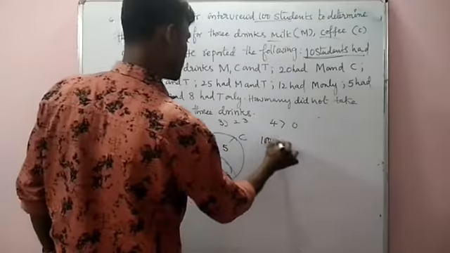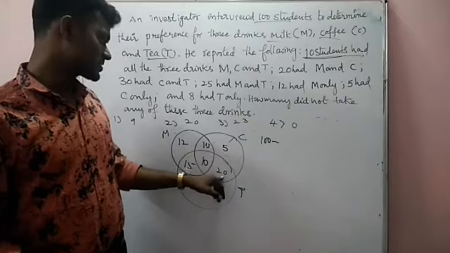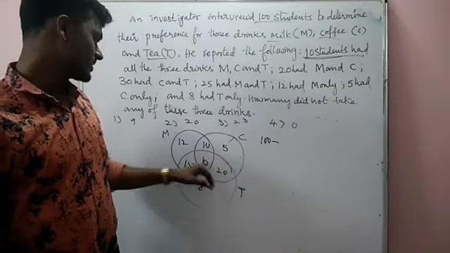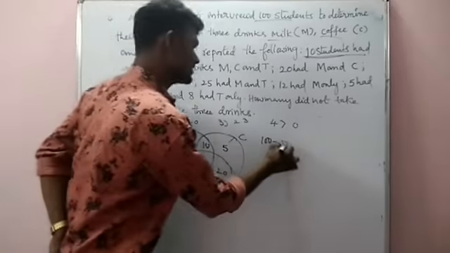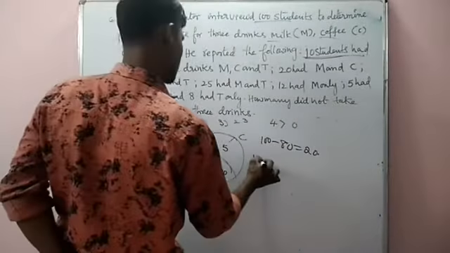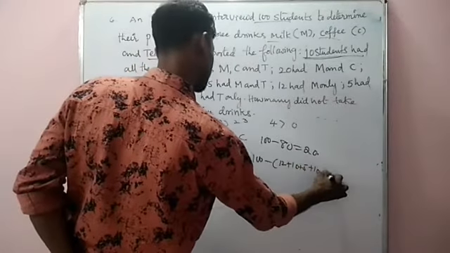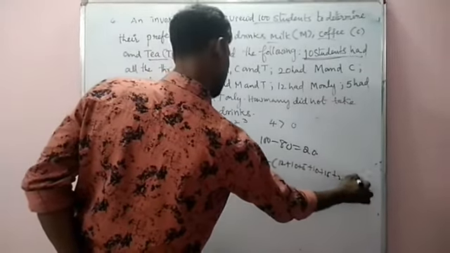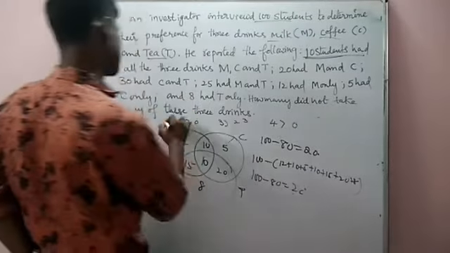Total 100 members. Here 10 plus 10, 20; 20 plus 20, 40; 40 plus 10, 50; then 60, 70, 80. Then we subtract from 100. Simply 100 minus (12 plus 10 plus 5 plus 10 plus 15 plus 20 plus 8), that is 100 minus 80, which is equal to 20. My answer is that option.